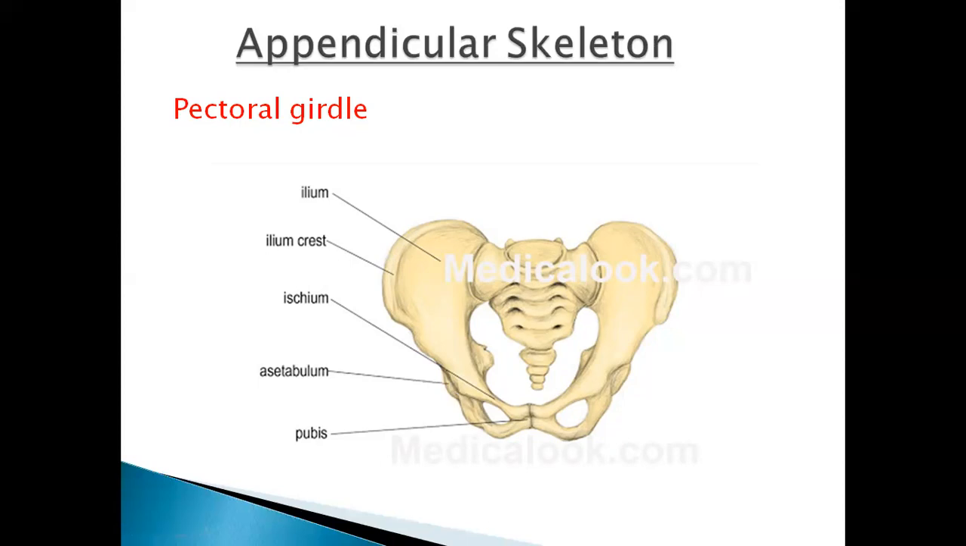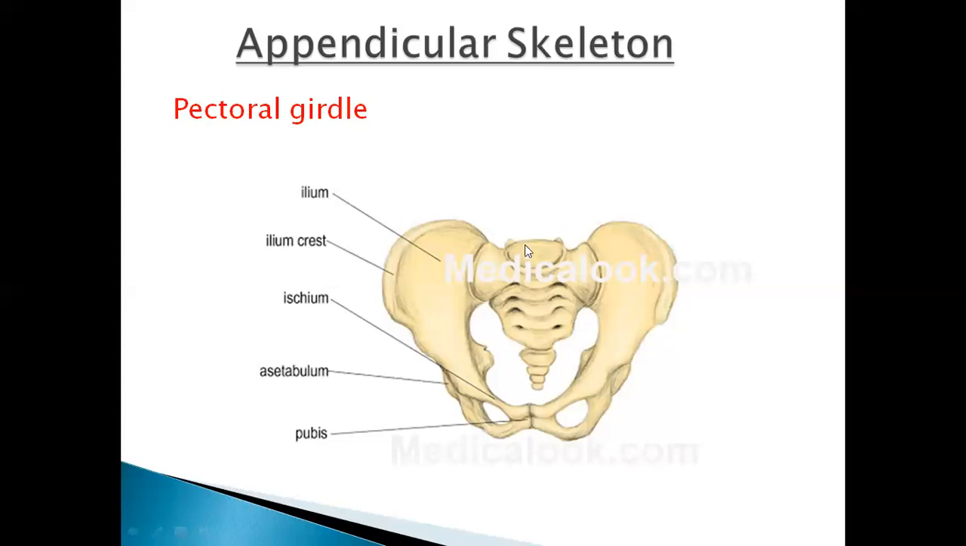Then there are 2 bones. It consists of 2 coxal bones. Each is formed by the fusion of 3 bones: ilium, ischium, and pubis. So these are present over here also in this region. The pelvic girdle supports the pelvic region. You know that it gives support to the pelvic region.